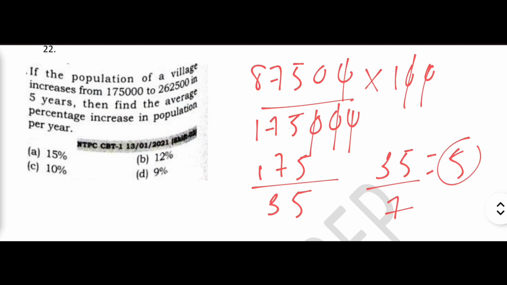I guess we forgot 0 over here. This 0 over here, it should be 50. So 50% divided by 5 years, we get the average percent as 10%. So option C. Okay, so we are done with this.